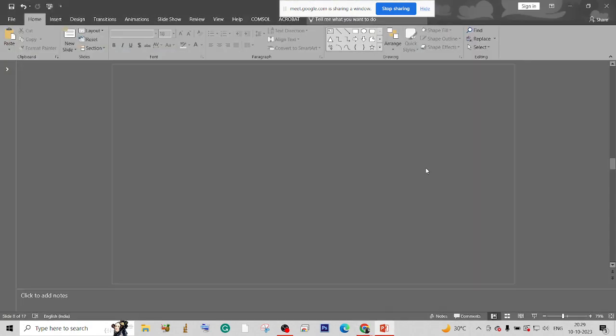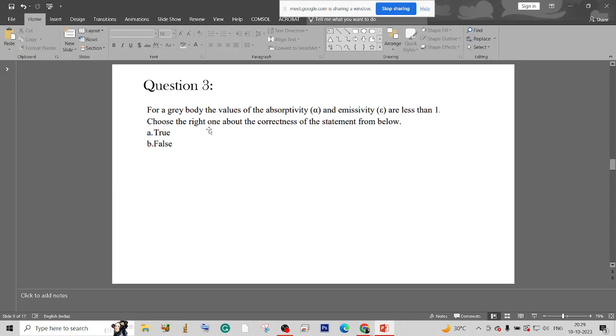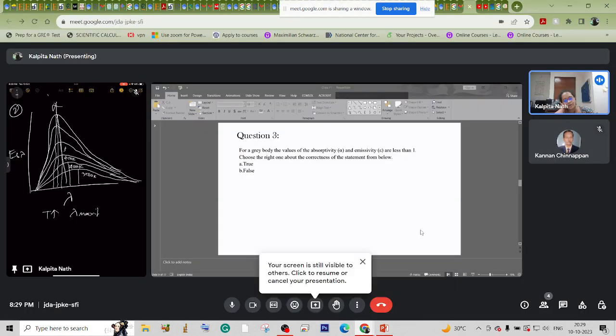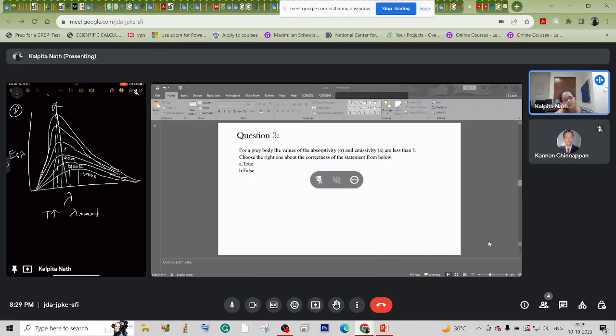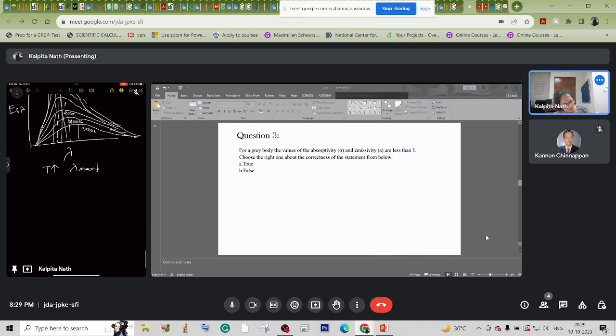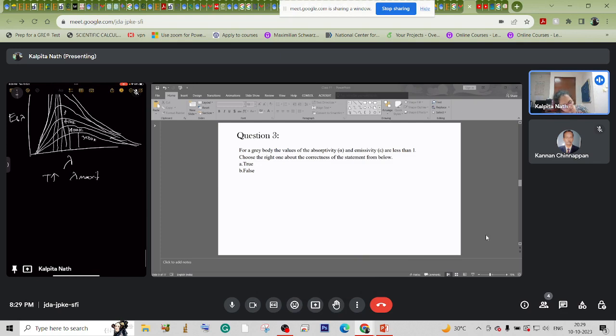Now let us proceed to the next question. For a gray body, the values of absorptivity and emissivity are less than 1. So choose which of the following is correct for this statement. I'll give you 1 minute for this as well. Answer me which of the following is correct, whether this statement is true or false.